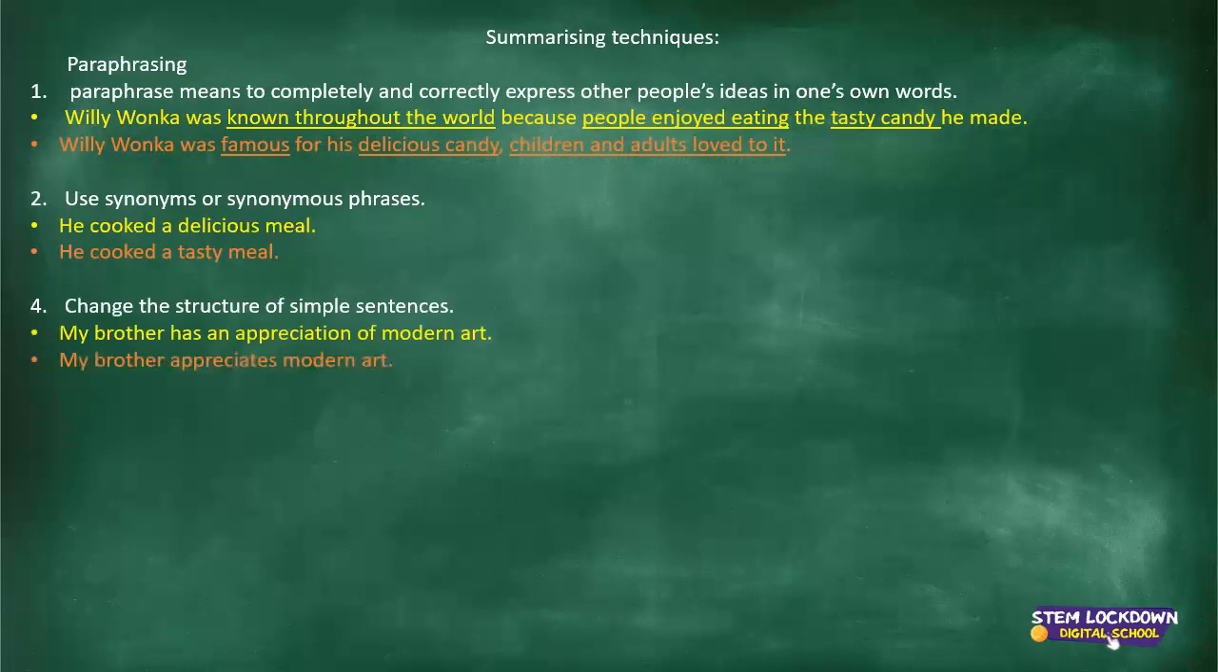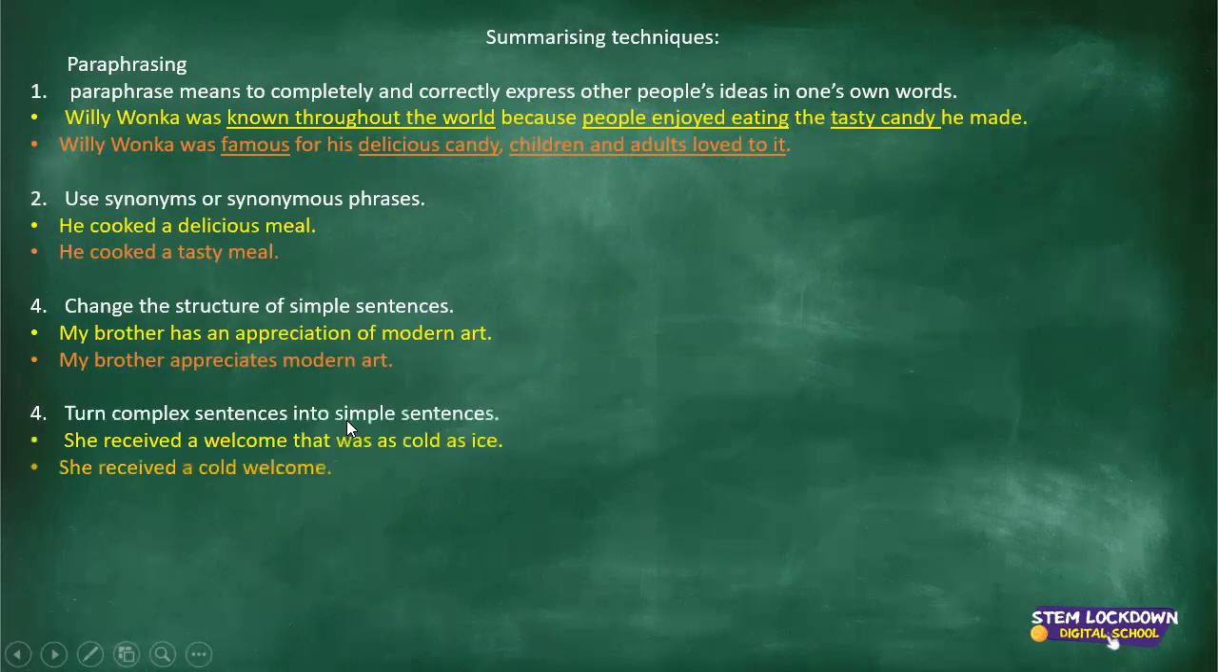The other thing that she can do is to change the structure of simple sentences. So instead of saying "my brother has an appreciation of modern art," you can just say "my brother appreciates modern art." You've managed to get rid of "has" and "of." And we've changed that to "my brother appreciates modern art." And that's supposed to be number 3, so sorry, I see that it's number 4.